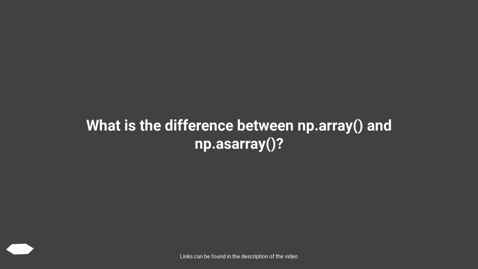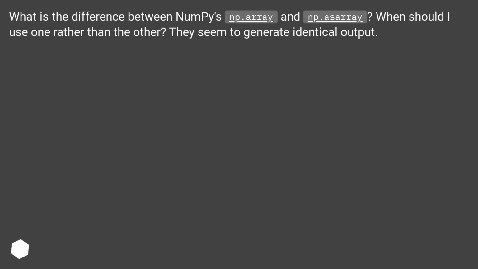What is the difference between numpy's np.array and np.asarray? When should I use one rather than the other? They seem to generate identical output.